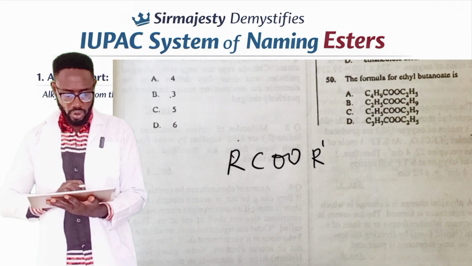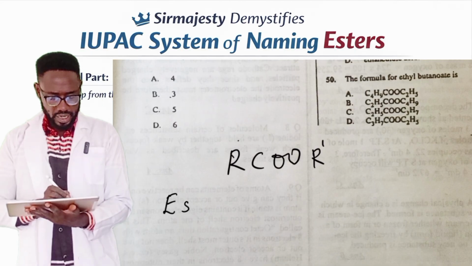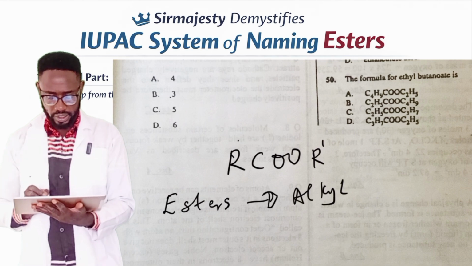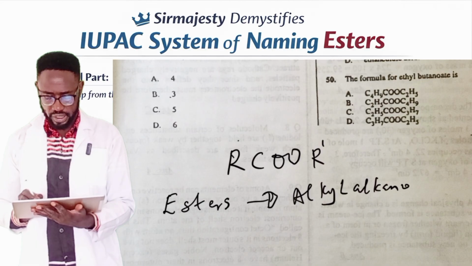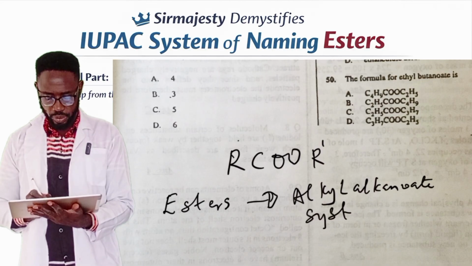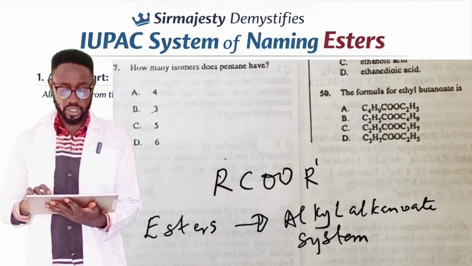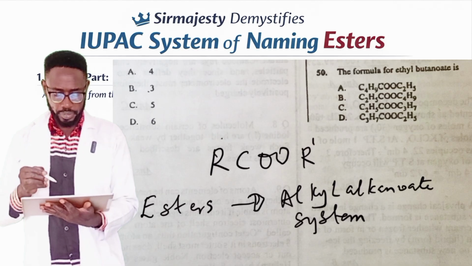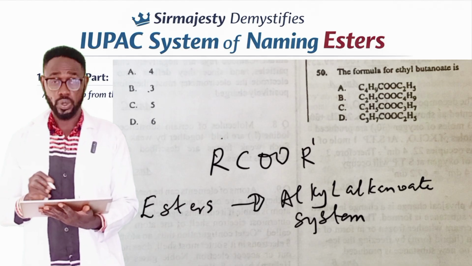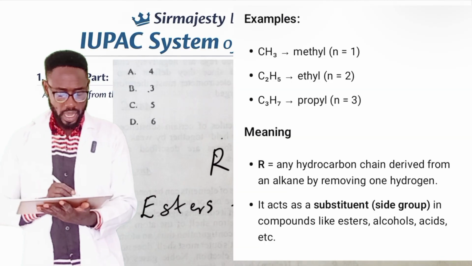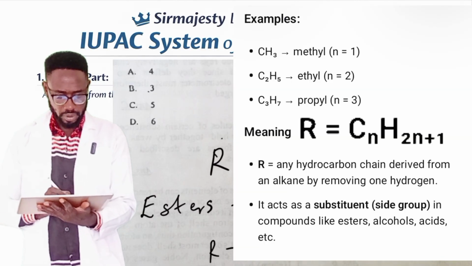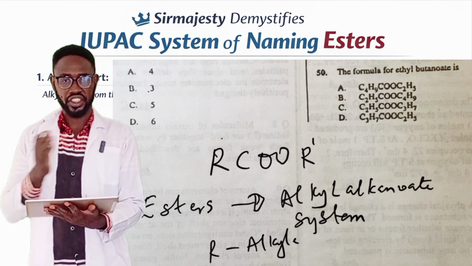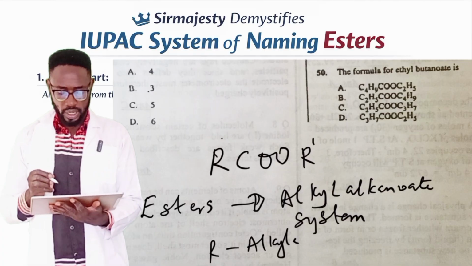Then, the nomenclature of esters. How do you name esters? IUPAC nomenclature of esters is based on the Alkyl Alkanoate system. Because if you know how to name it, that's when you find the correct answer and how to write the formula. Looking at options A, B, C, D, all of them possess two R. R means alkyl. So even though we have two alkyls here, one R will take the alkyl name and one R will take the alkanoate name.